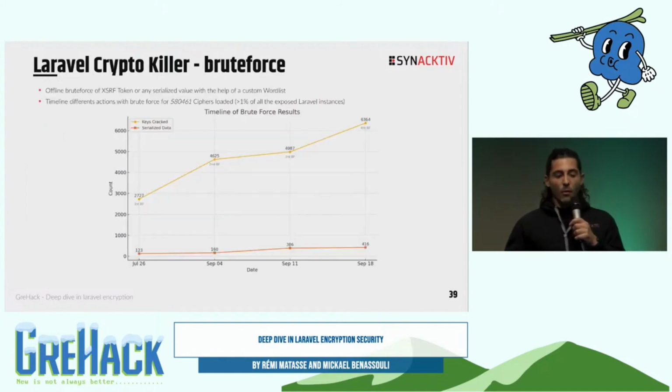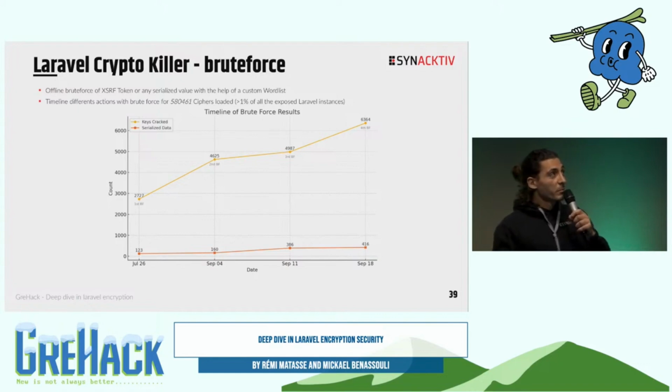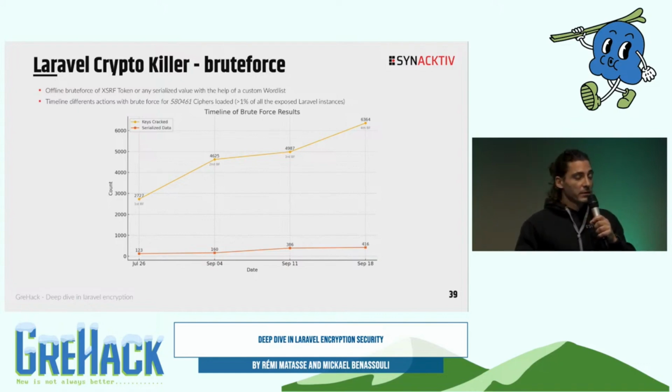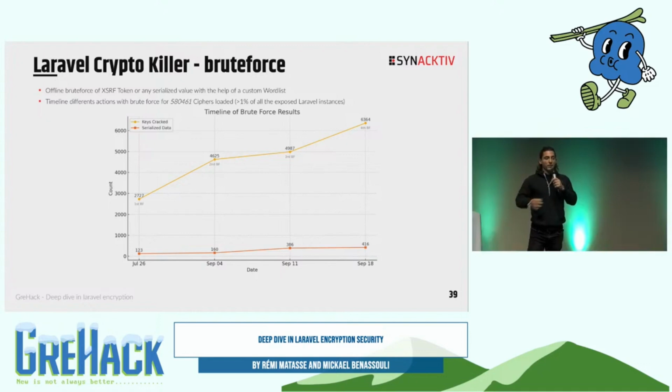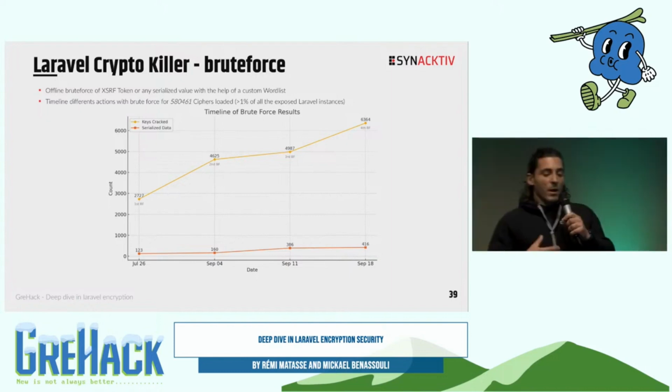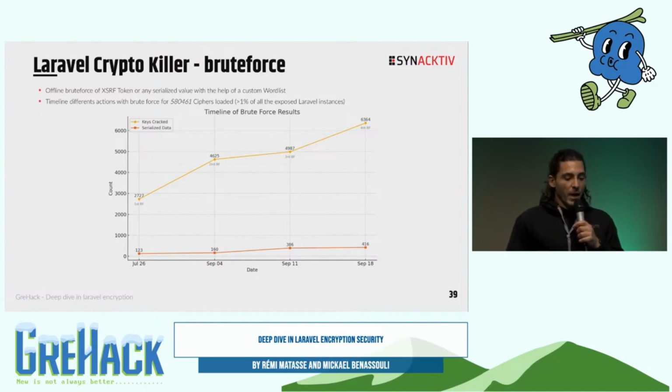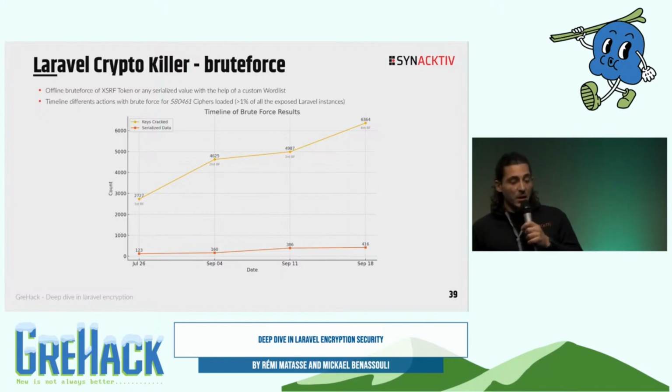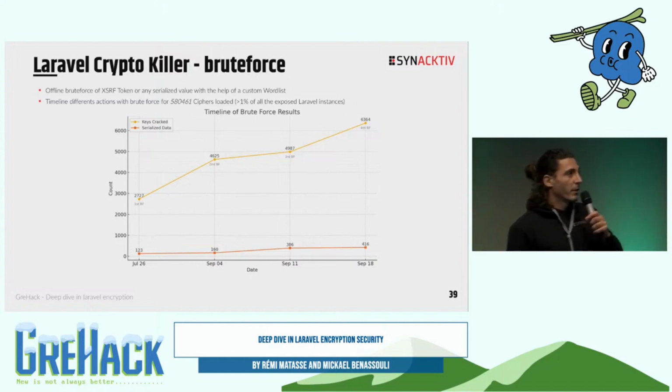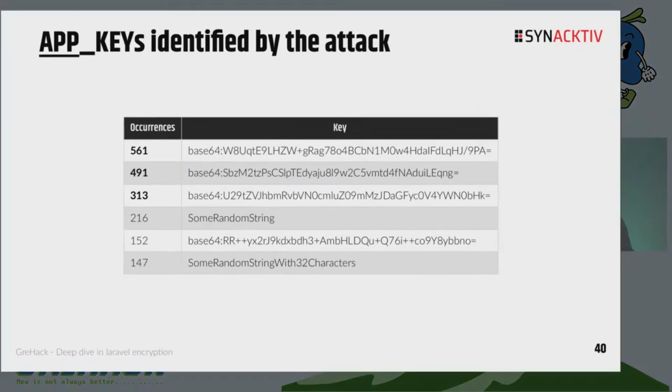So for the offline brute force of XSRF tokens and serialized data with our custom word list, the result: we just made four brute force runs over a few weeks with default configuration, one simple pattern, and a quick dock inside them. We found app keys cracked in 6,000 applications and around 400 applications with serialized data. So it's free RCE without any interaction with the web server. So it's pretty cool.